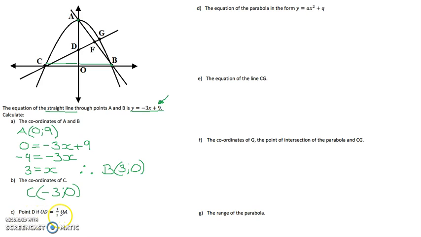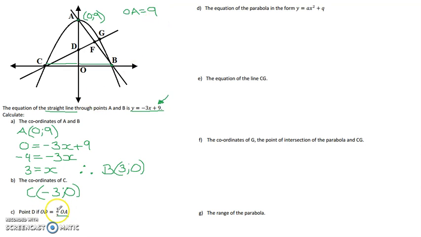Now this question's quite interesting. Point D, if OD is equal to a third of OA. Now OA is the distance from O to A. What's that distance going to be? Well, what is the y-intercept over here? Let's just write it down. (0; 9). So what's the distance of A from 0? Well, OA will equal a distance of 9 units.